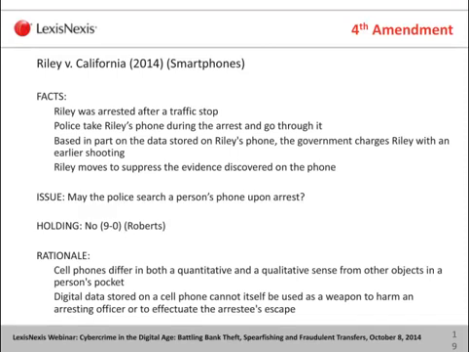Okay, so that was the government using technology to go after folks. Now I want to talk just briefly about, can the government get access to your technology, all right? And so to do that, I want to start off with this case from California, Riley v. California. It involves smartphones. Okay, so here, this man was arrested after a traffic stop. Police take Riley's phone during the arrest and go through it. Based in part on the data stored in Riley's phone, the government charges Riley with an earlier shooting. Riley moves to suppress the evidence discovered on the phone.